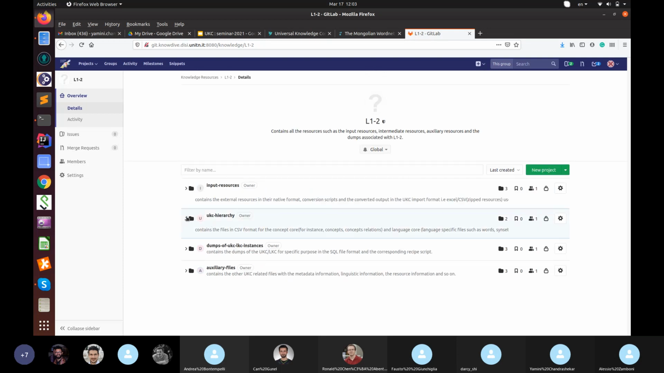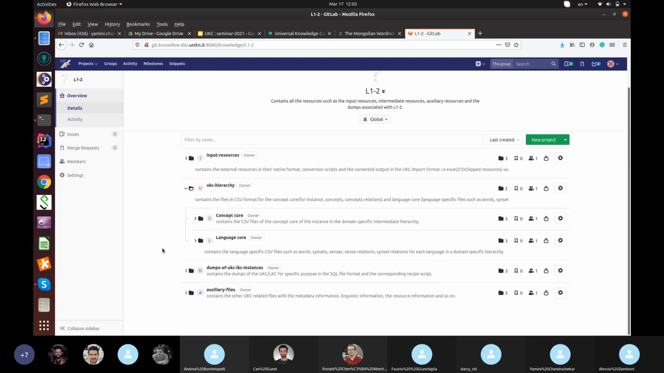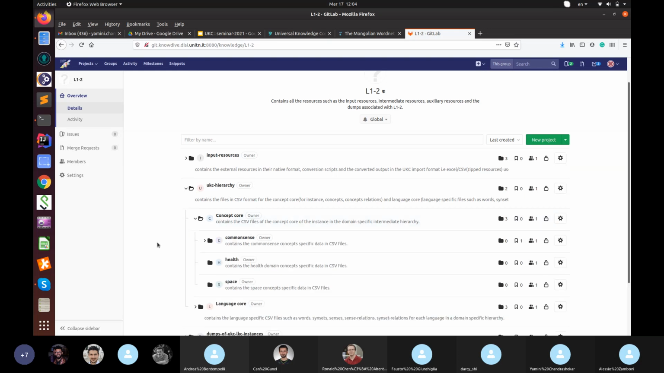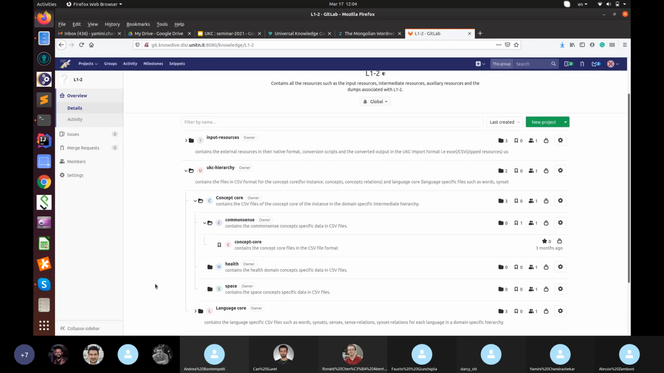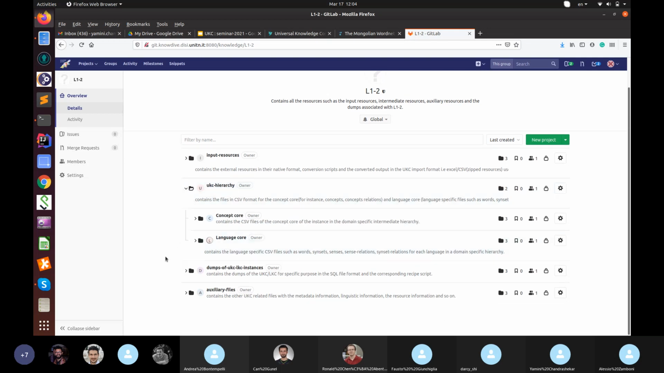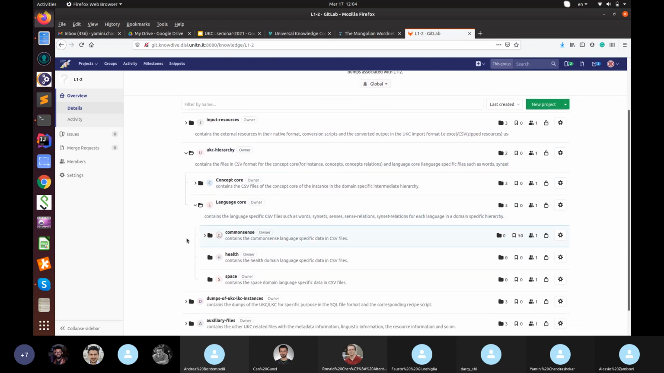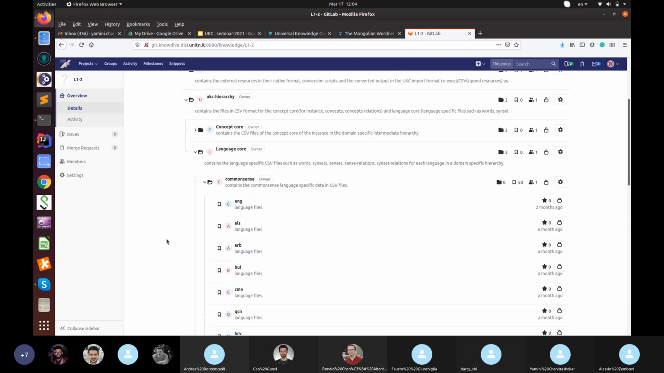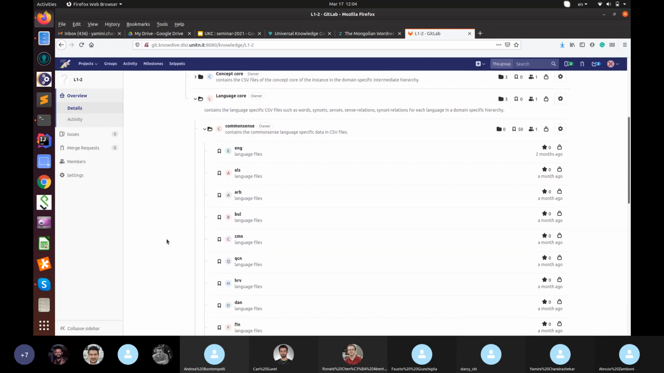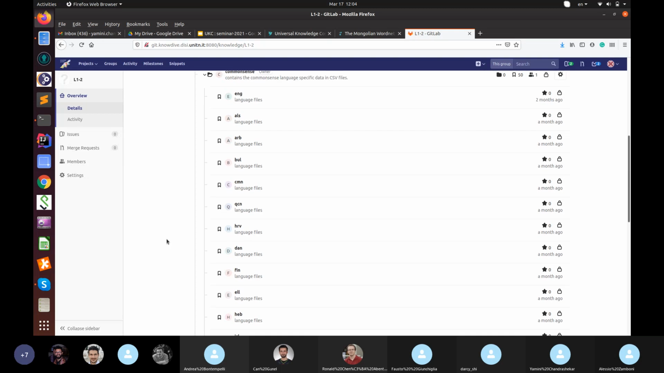In the second layer, we have the distinction of the concept core and the language core. In the concept core, we have only the files from the UKC that are specific to the concept core, which provide the language-independent features. Similarly, the language core contains the files that are specific to the language, where we have a project for each individual language present in the UKC.